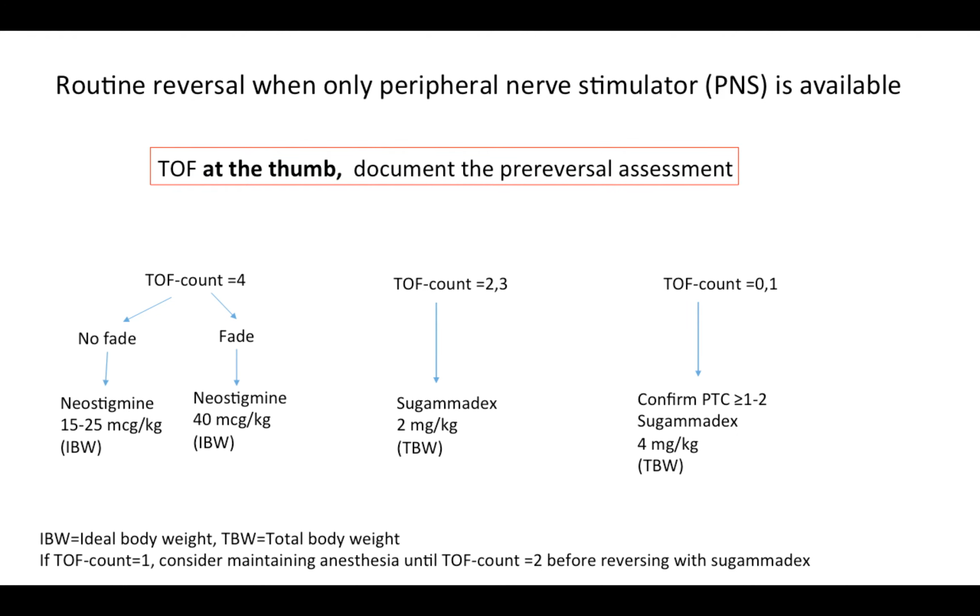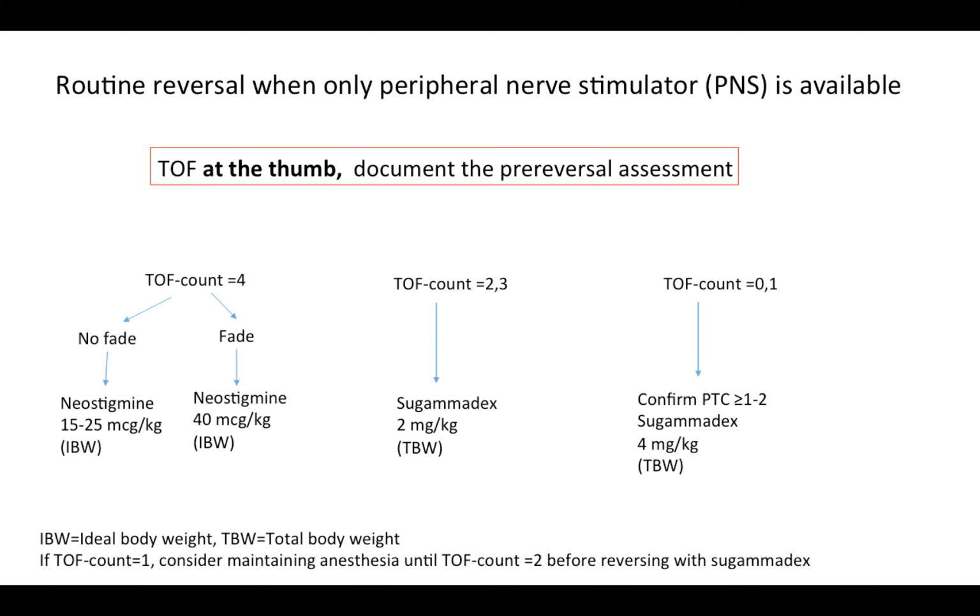The dose of neostigmine with a train of 4 count of 4 and no fade is 15 to 25 mics per kilo, or about 1.5 milligrams for a 70 kilo person. The dose if fade is present is 40 micrograms per kilogram, or about 3 milligrams for a 70 kilogram person.